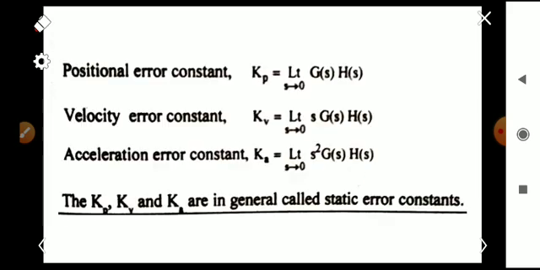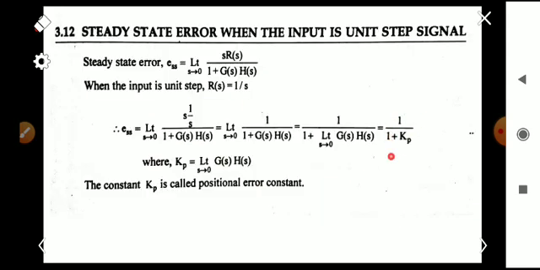And what is this limit s tends to 0 of G of s into H of s? In the previous equation, limit s tends to 0 of G of s into H of s is Kp. So we can just substitute the value of Kp here. So the ESS will be equal to 1 by 1 plus Kp, for a unit step signal. For the unit step signal case, the steady state error ESS will be equal to 1 by 1 plus Kp, where Kp is equal to limit s tends to 0 of G of s into H of s.